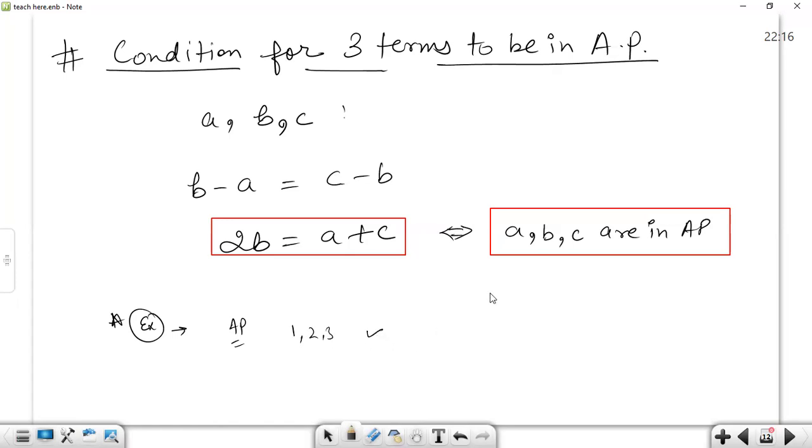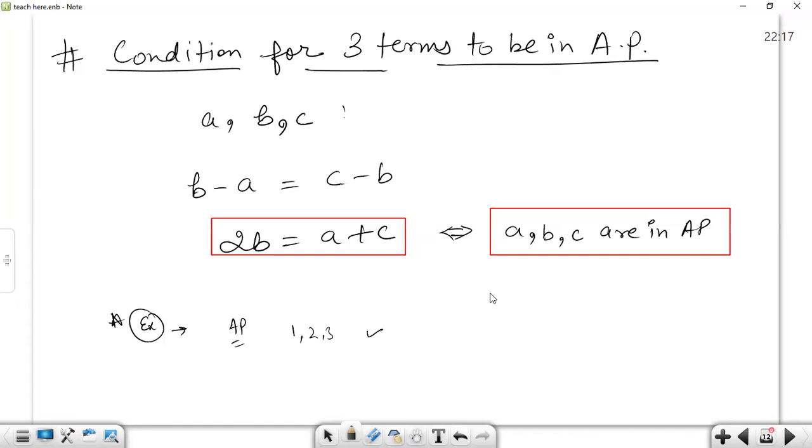You can consider, whenever it is mentioned that there are three terms and they are in AP, you can use these numbers as your example. They are very simple to solve in any calculations. Clear? Yes, sir.